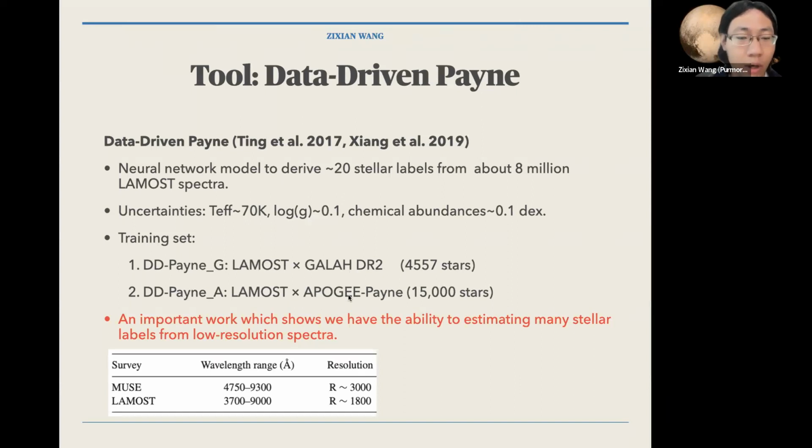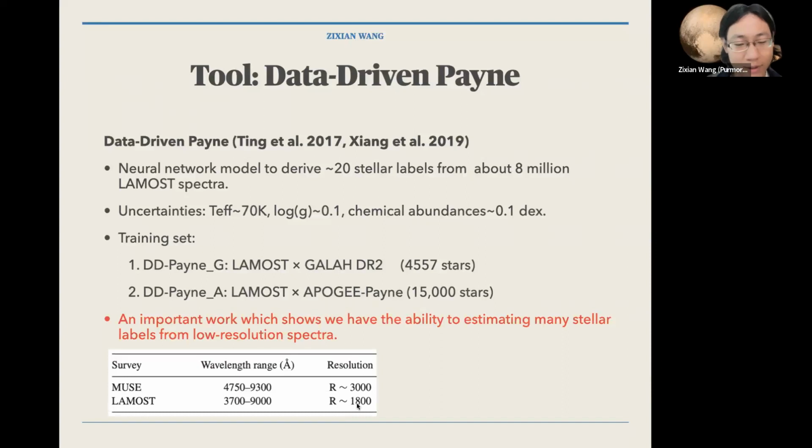And this work is important because it's the first time to show us that we can still obtain more than 20 stellar parameters precisely from the low resolution spectra at the LAMOST level. So that's possible. And you might ask me, I have MUSE spectra, right?